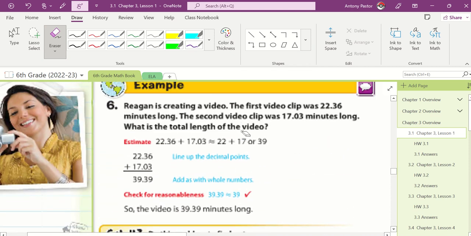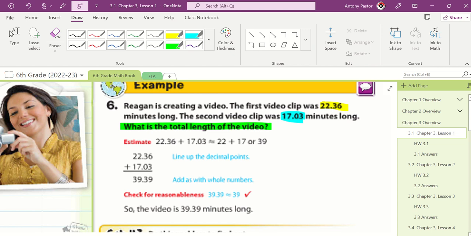Let's see. Okay, so let's decipher this word problem. Reagan is creating a video. The first video clip was 22.36 minutes long. The second video clip was 17.03 minutes long. What was the total length of the video? So if he put the two clips together, how long would be the total length?